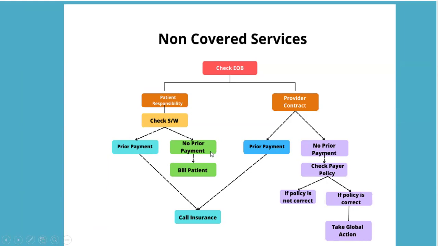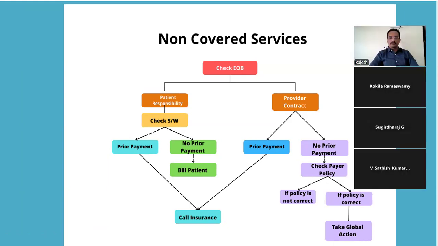If I didn't get any prior payment, I'll bill the patient straight away whenever the denial is a PR code. And sometimes the patient will have a secondary. What I can do is go ahead and bill it to the secondary. Okay, that's why we need to do this for this particular denial.